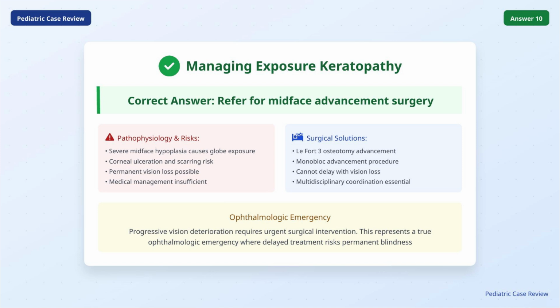Severe mid-face hypoplasia causes dangerous globe exposure that medical management cannot adequately address. Progressive vision loss demands urgent surgical intervention through Le Fort III osteotomy or monoblock advancement procedures. Delayed treatment risks permanent corneal scarring and blindness, making this a true ophthalmologic emergency.